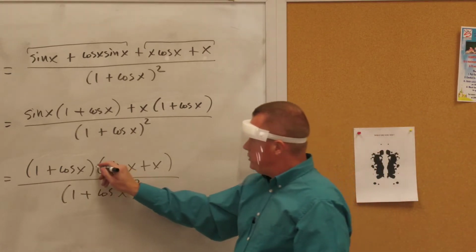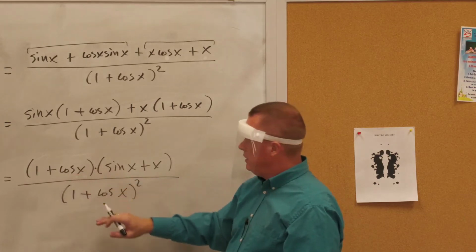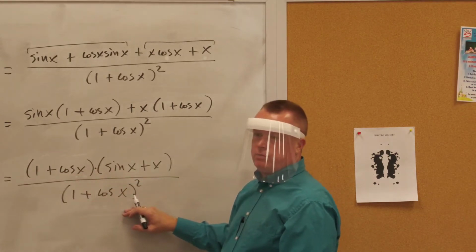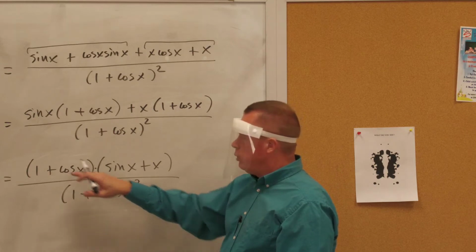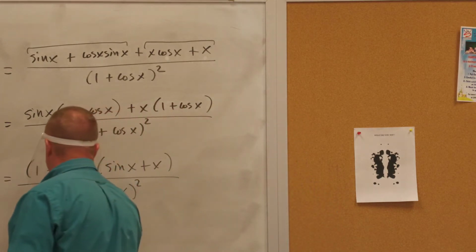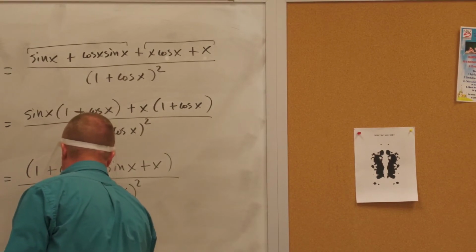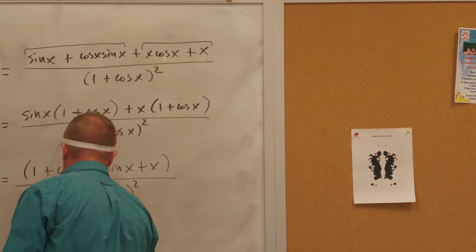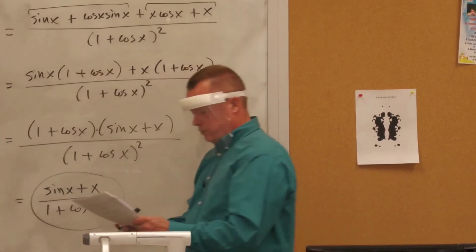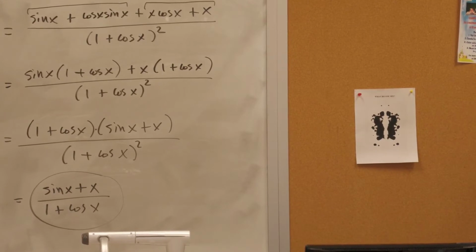Now, there's multiplication there. I've got one factor of 1 plus cosine x. Here I've got two factors of 1 plus cosine x. So that 1 on the top can divide out with one of these on the bottom. So my reduced answer would be sine x plus x over 1 plus cosine x. So that would be a reduced answer, the derivative. Okay?